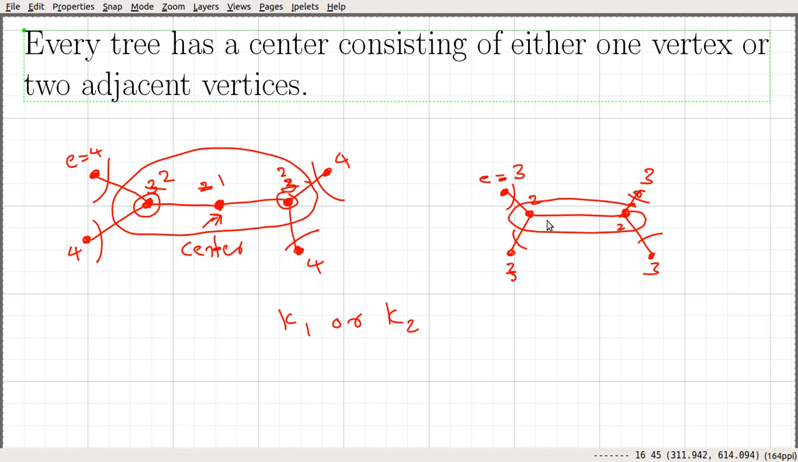Those two vertices correspond to the center of this tree. Again, we can see that a tree could have either one vertex or two adjacent vertices, here 1 and here 2. So let's go and prove.